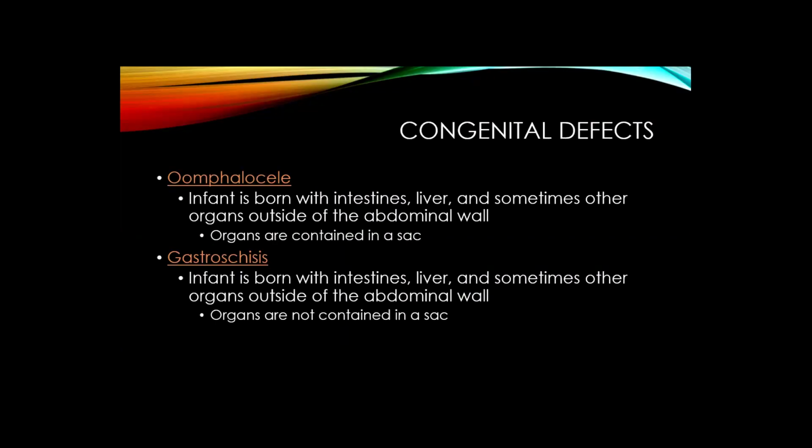All right, so that is the difference between omphalocele and gastroschisis, both abdominal wall defects. Omphalocele, the affected organs are born in a sac, contained in a sac. Gastroschisis, they are not contained in a sac.